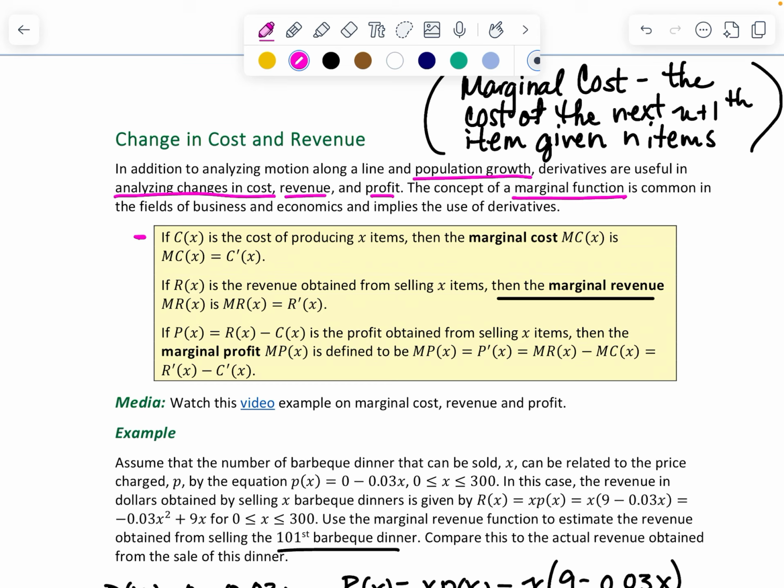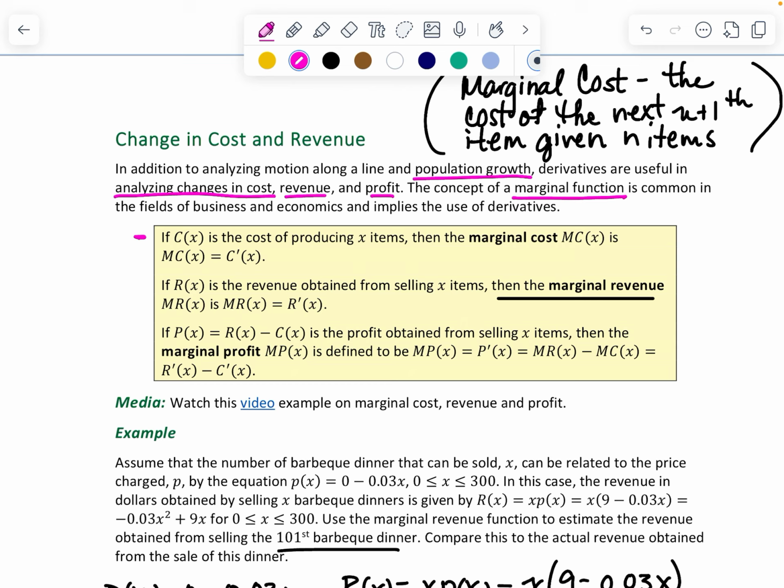And the same thing is true with revenue. Marginal revenue is the revenue of an item. Like, how much am I going to bring in for the very next one? Like maybe the 101st item. So after you've sold 100, what's the 101st revenue? So that's what marginal means.